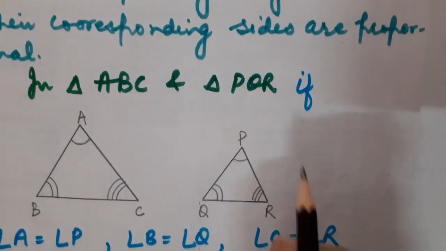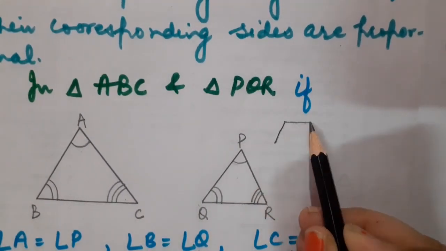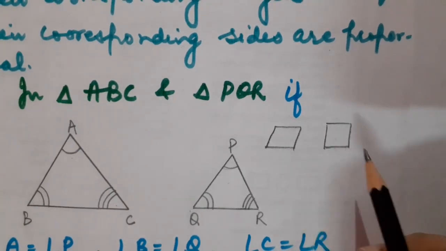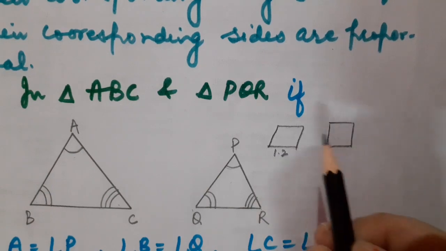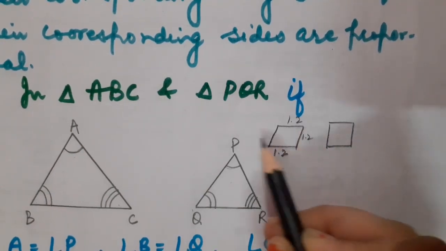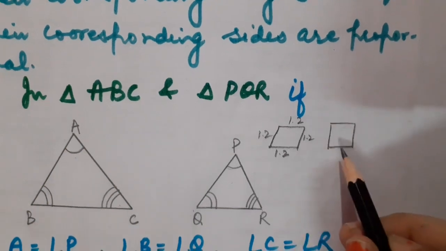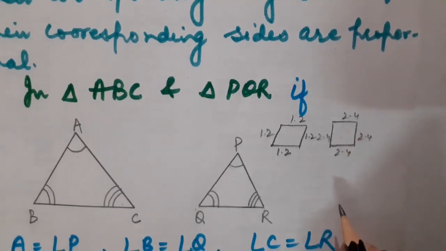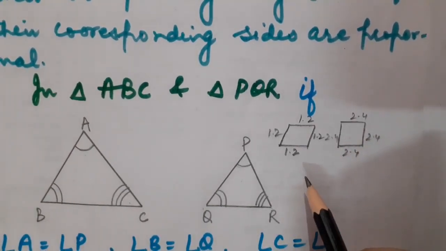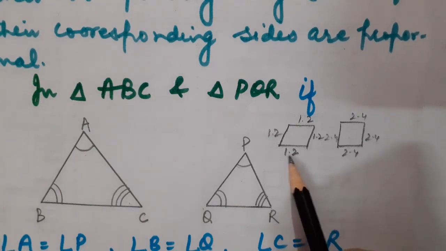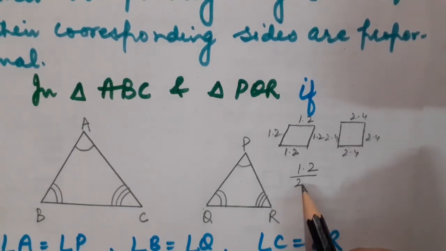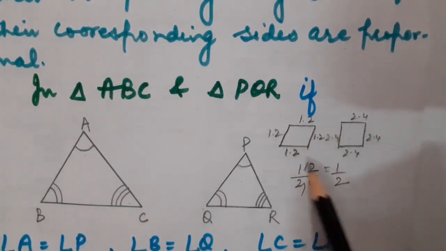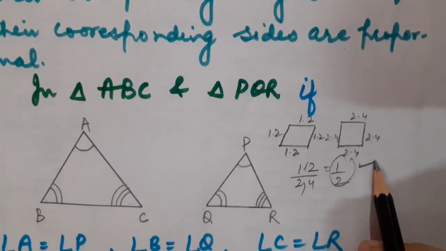For example, if you have two quadrilaterals given, I have taken one quadrilateral as a square, and here the length of the sides is given as 1.2 centimeter each. Another one can be a rhombus, and I have taken 2.4. I have to check whether both the figures are similar or not. Let us talk about the ratio of the corresponding sides. 1.2 upon 2.4, the decimal will be removed, so this would be half. The ratio of each and every corresponding side I get as half, so the ratio is equal.